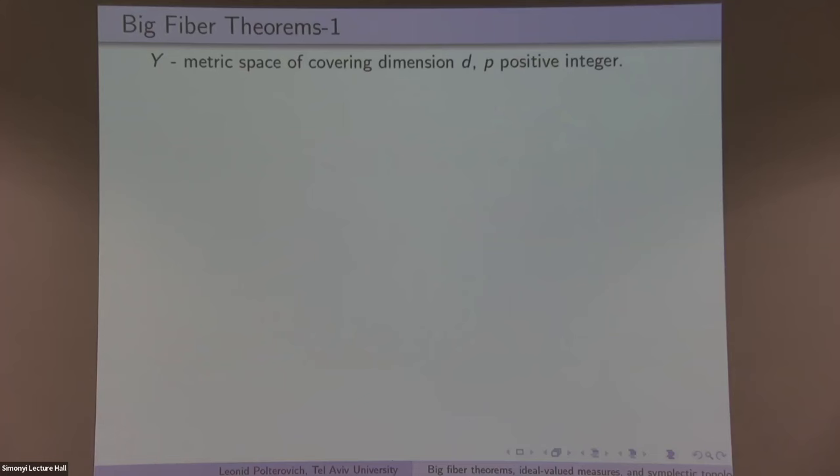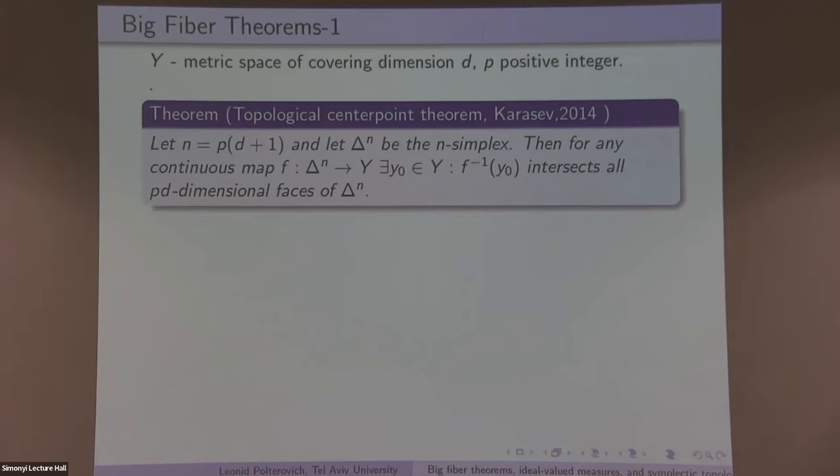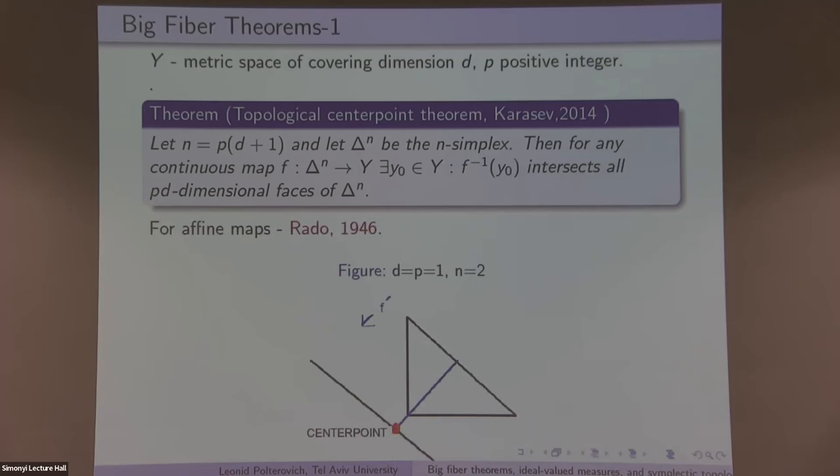So let me start with the big fiber theorem. Let Y be a d-dimensional manifold and p a positive integer. Consider a simplex of dimension p times d plus 1. Then the claim is that for any continuous map from the simplex to Y, there exists a big fiber. Big in which sense? There exists a point in Y whose preimage intersects all p times d dimensional faces of the simplex. For affine maps, this is a very classical result by Radon, of 1946, which has many formulations, but this is one of them.